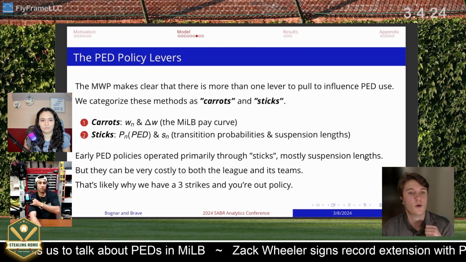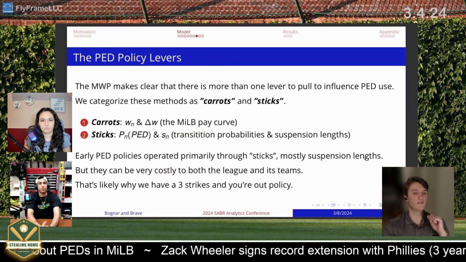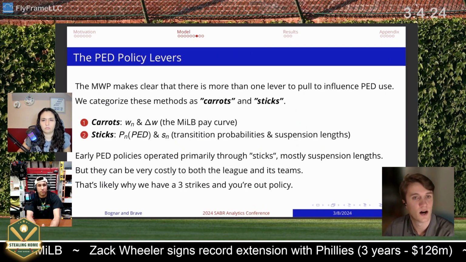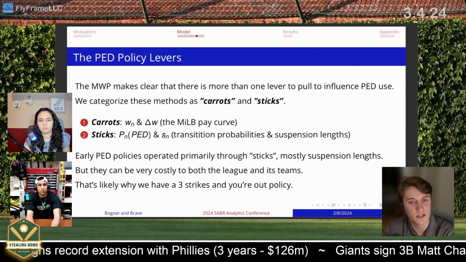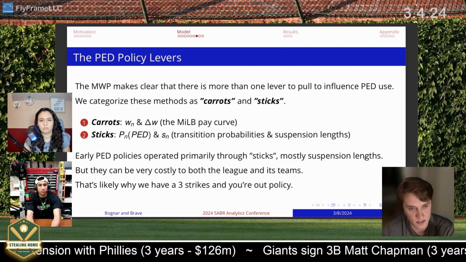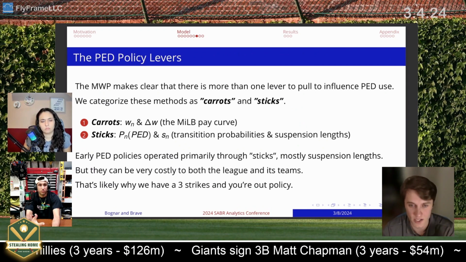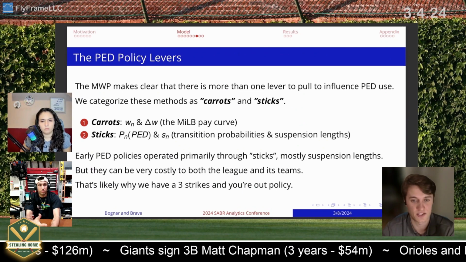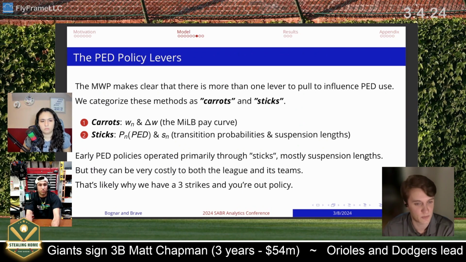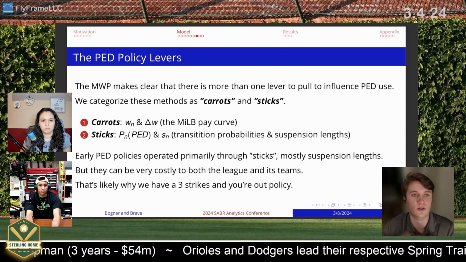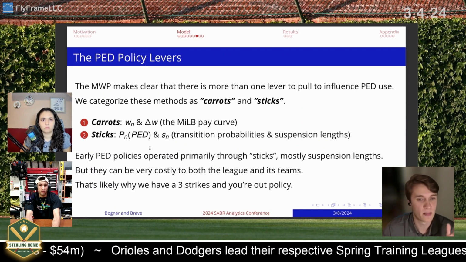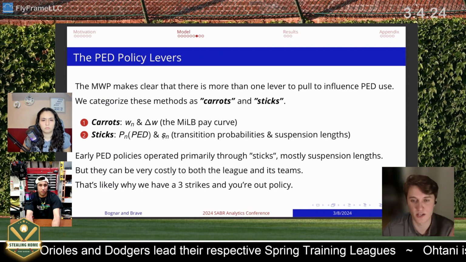And so really what we're hoping to highlight are the two policy levers that the league has in essentially trying to deter PED use, what we call the carrots and the sticks. Again, the carrots being the wage determinants or the pay curve, and the sticks being the transition probabilities and suspension lengths.